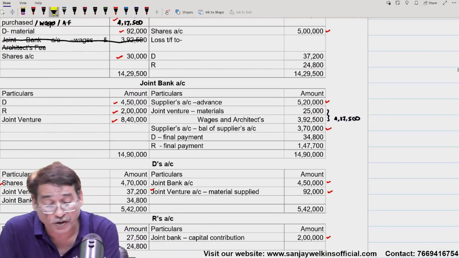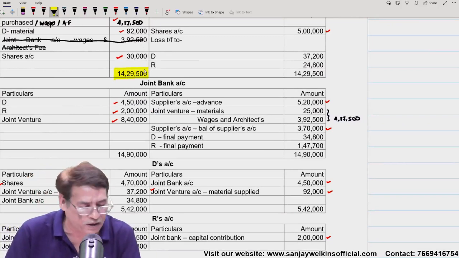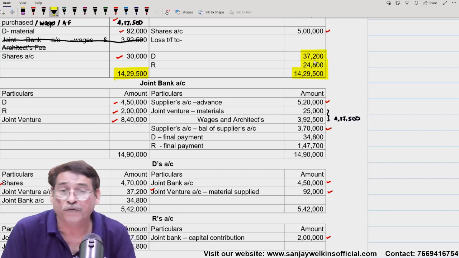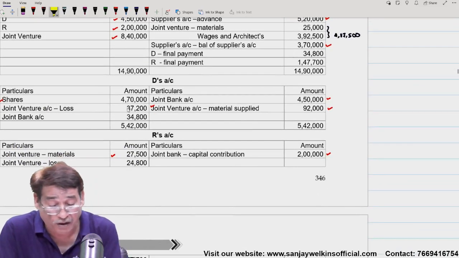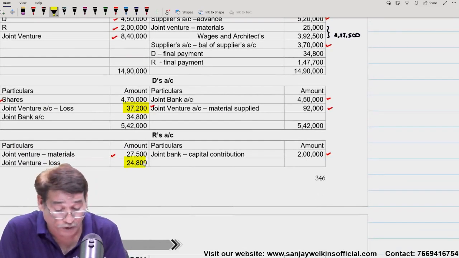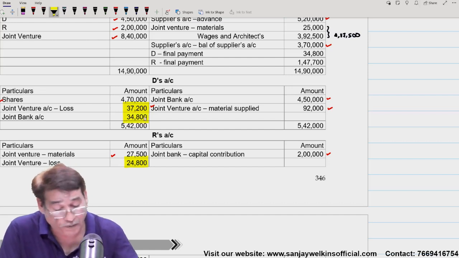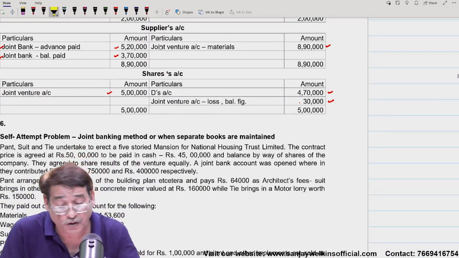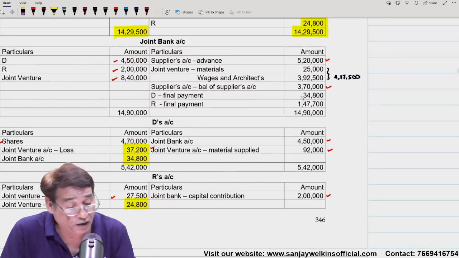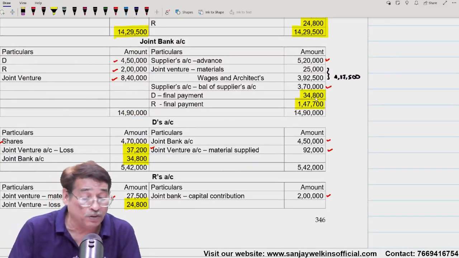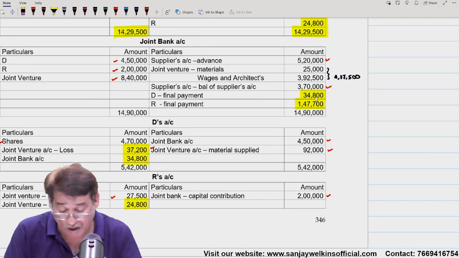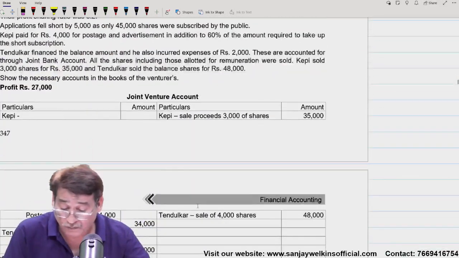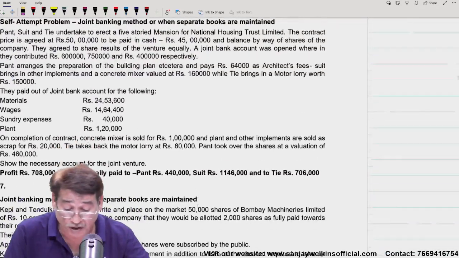Now we are going to close this account. The total will be 14,29,500. And then whatever loss will be there, you will divide it in the ratio of 3:2. And then you are going to write the amount of share of loss in the respective account of the co-venturer. Then finally you will make the final payment, correct? And this final payment ultimately will be credited to your joint bank account. So this is how you are going to do this particular question. Is it clear to you or not? So the main point was with respect to the supplier. You should be in a position to do even this question.